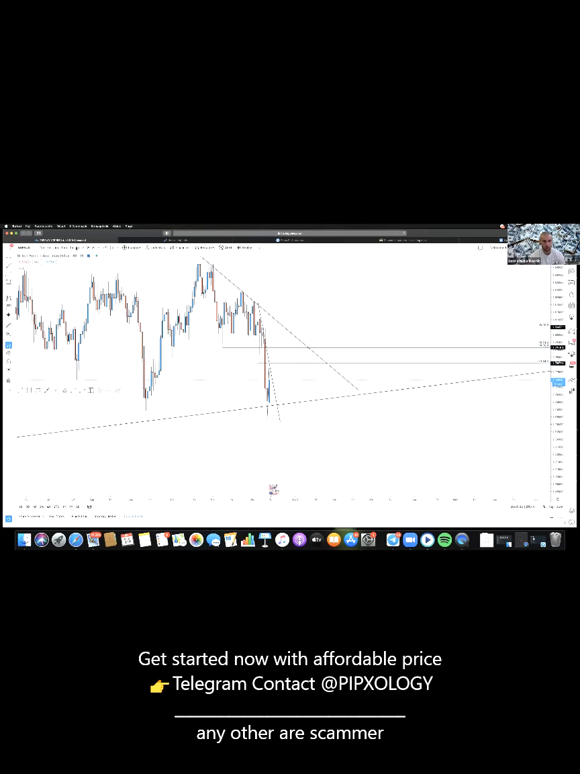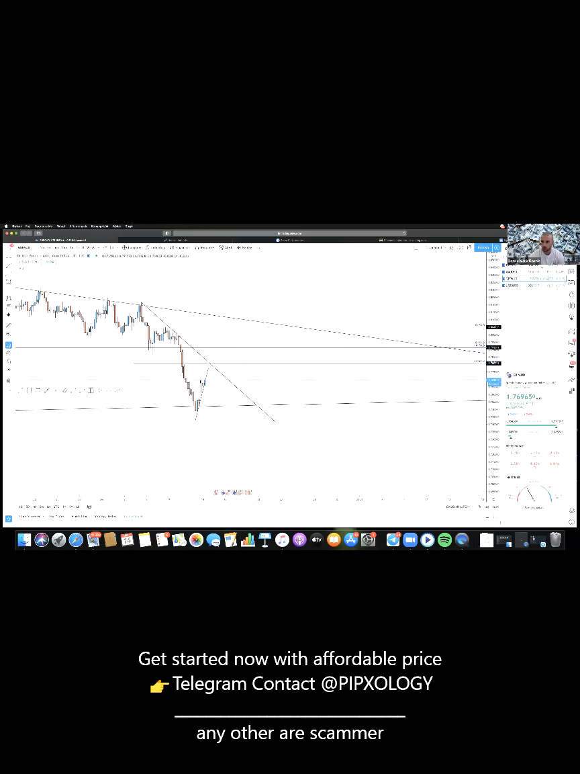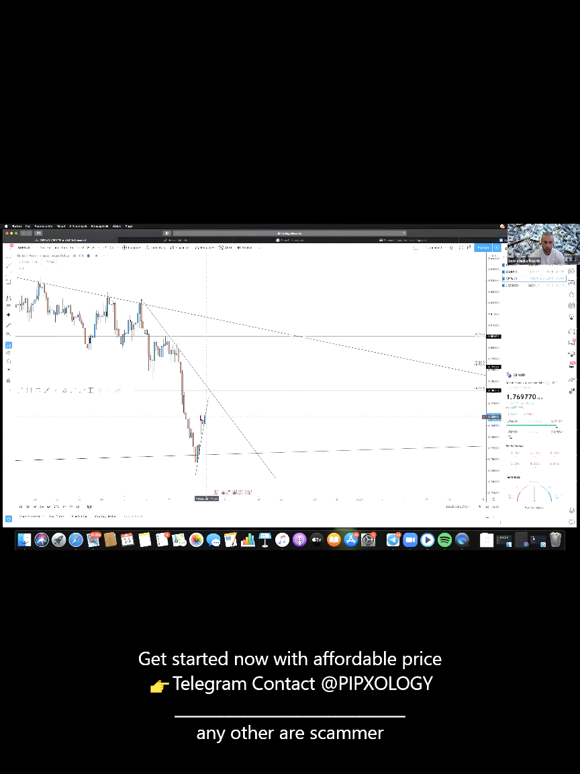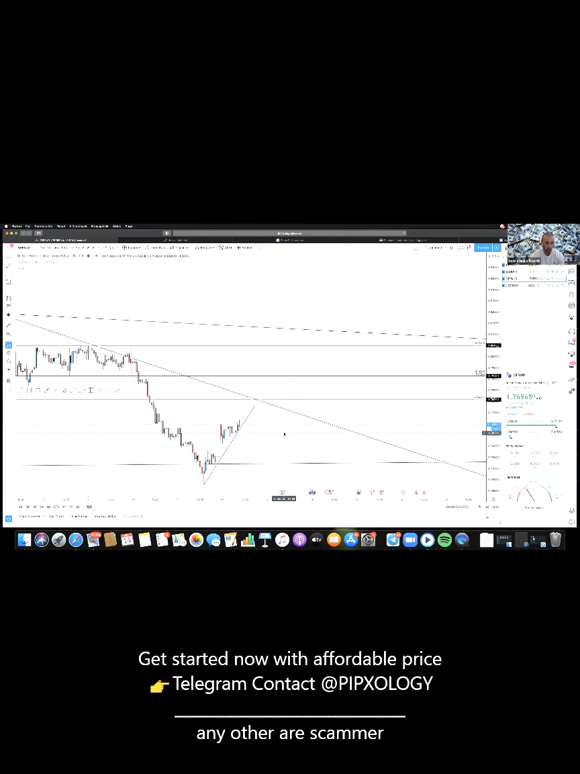GBPJPY looking better, but you know, if it's reached this level, we can expect some pullback. So basically, if we are waiting for a little bit upside move on GJ, possibly a little bit upside move on GBP, and maybe pull back and fill up the gap, and just after continue to the upside. So we need to follow the move, and I'm sure 100% we will get the answer in time.